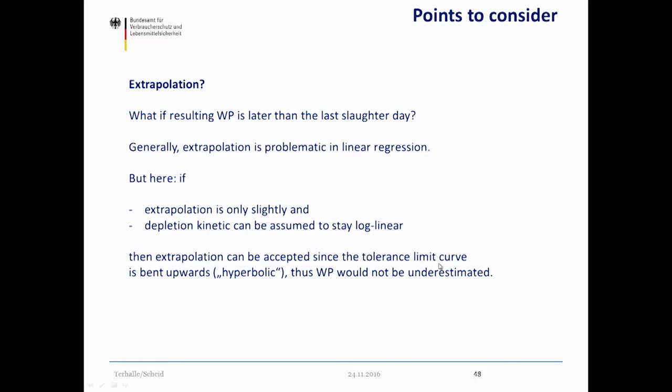We would also accept extrapolation since the tolerance limit curve is bent upwards. So it is closest to the regression line in the middle, and then it goes away from the regression line the longer the time is. This is also built into the equation, so you can see it already from the equation. Thus the withdrawal time would not be underestimated if you extrapolate. So this is what we do. This is a case-by-case decision, and you can never justify extrapolation because extrapolation is a conclusion that you made without data. You can never say that it is correct.